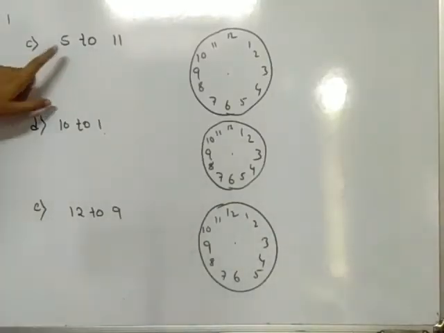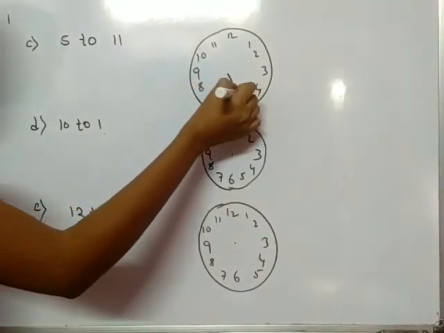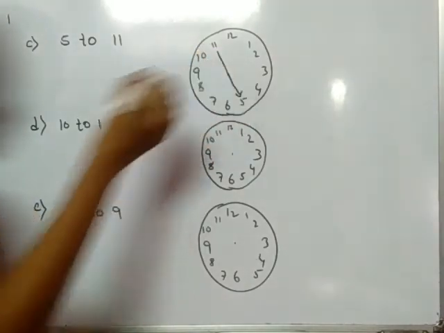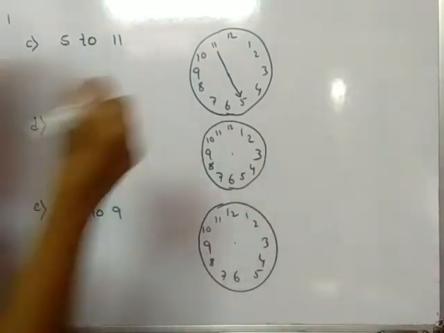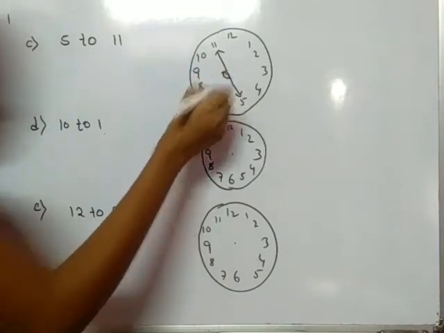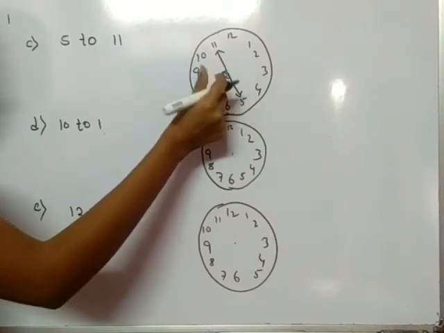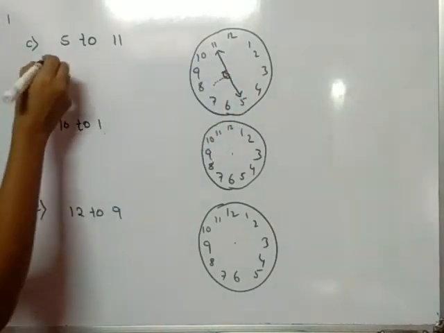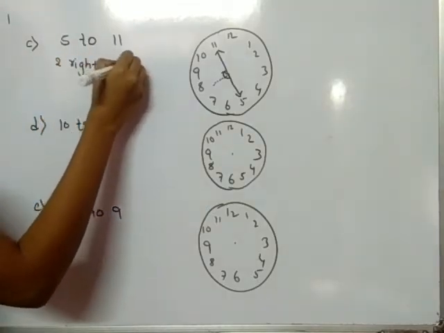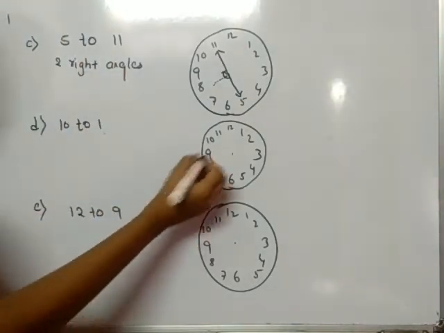C. Third one, 5 to 11. First, our hand is facing towards the 5 and after rotating it came to the 11 here. We can see again we got one straight angle, isn't it? Then in a straight angle, how many right angles can be formed? Two right angles are formed. Okay. So we'll write here two right angles. Similarly, fourth one, 10 to 1.